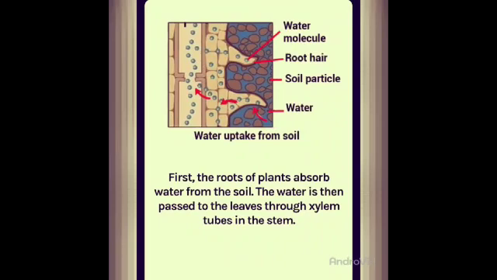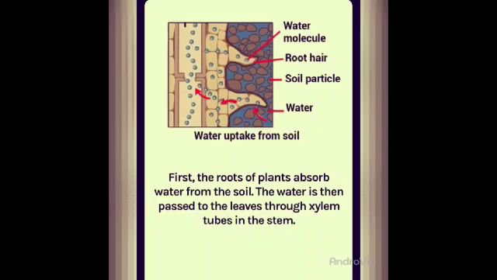So, first the roots of the plant absorb water from the soil, and this happens with the help of xylem tissue. The water is then passed to the leaves through xylem tubes in the stem. You have already learned about the xylem tubes in your previous lecture.